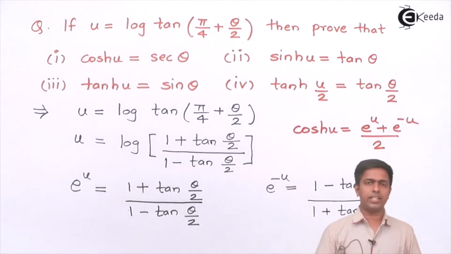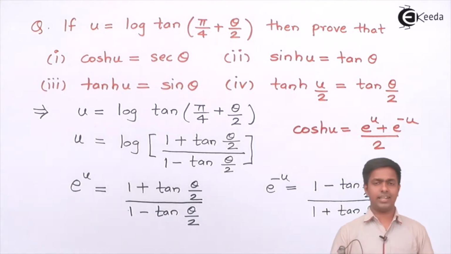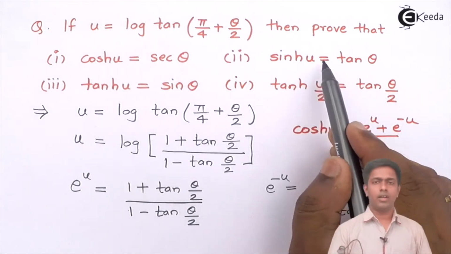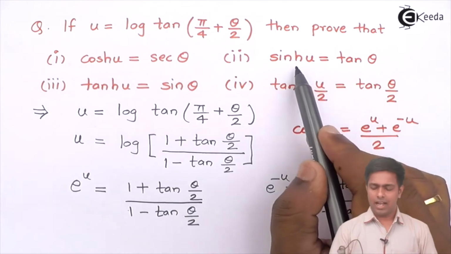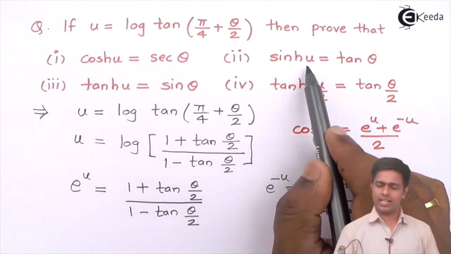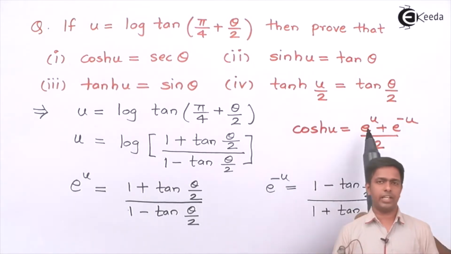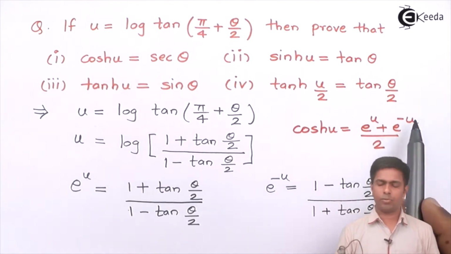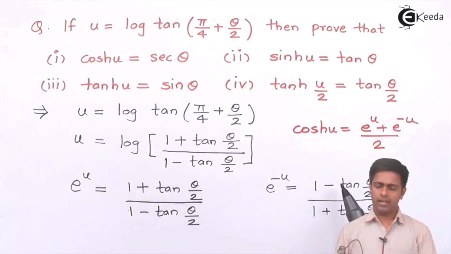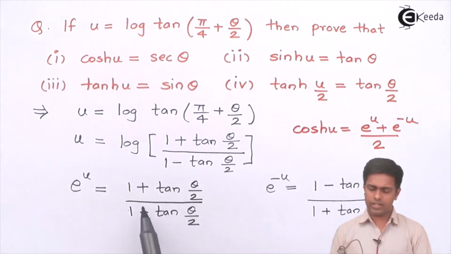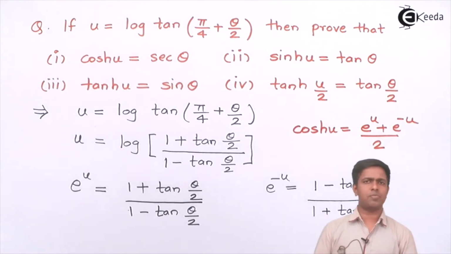Now let's start with the second result. Again, in the second result there is a relationship between u and theta, and here we have hyperbolic sine u. So guys, again I can solve by a similar method where I can say hyperbolic sine u is e to the power u minus e to the power minus u upon 2, and then we already have the values of these two functions and we can substitute and get the answer.